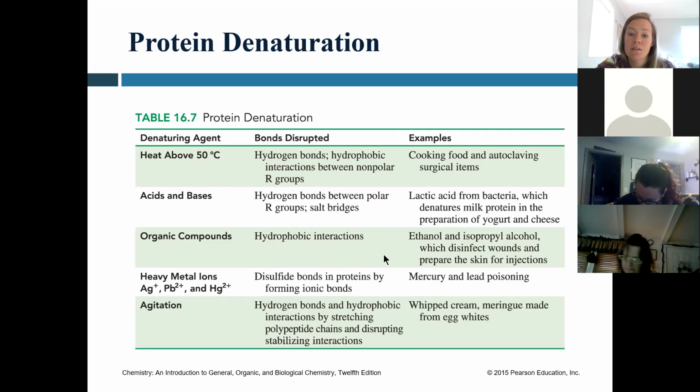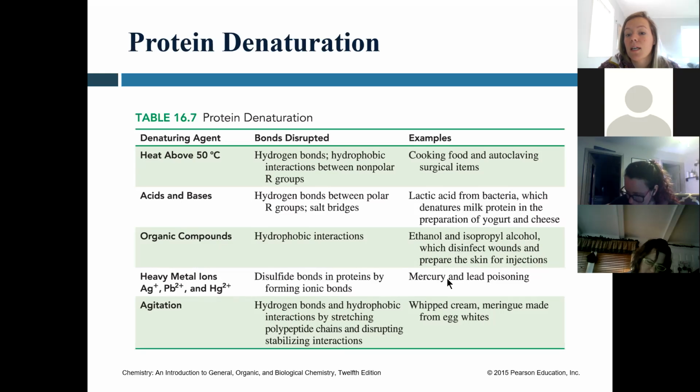Organic compounds can mess with our hydrophobic interactions. So ethanol and isopropyl alcohol can help to disinfect wounds and prepare the skin for any sort of injections. So again, we're using this organic material, ethanol, isopropyl alcohol, to disinfect, to break apart bacteria's protein so that it dies.